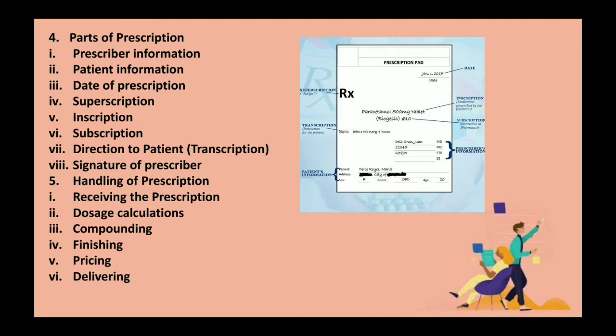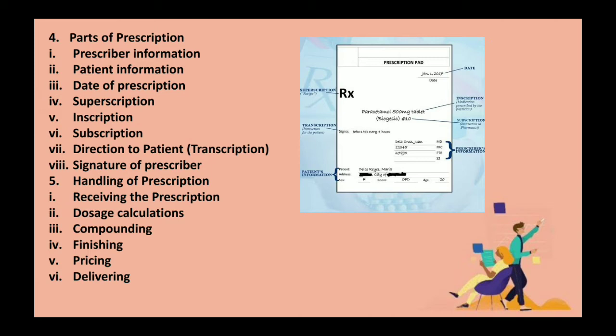Then date of prescription, you have to mention on which date the prescription is issued or the prescription order is issued. Then the superscription includes RX. So RX is an abbreviation of the Latin word recipe, which means to take or take thou. The symbol is said to designate Jupiter. Jupiter is a god of healing.